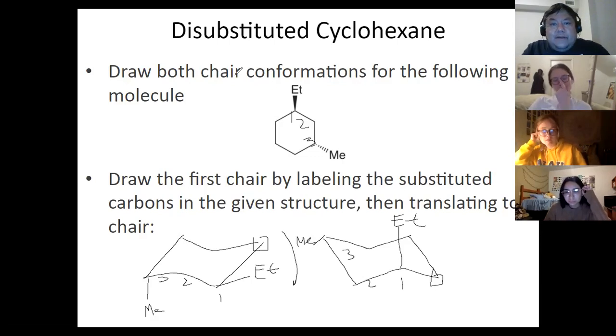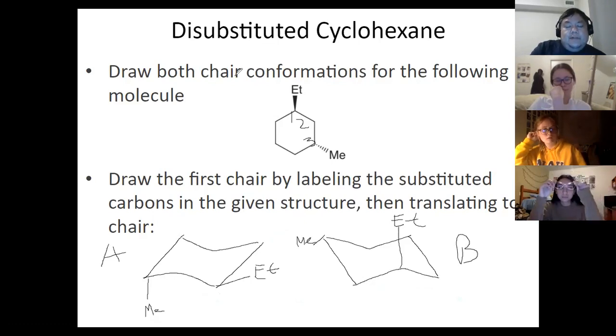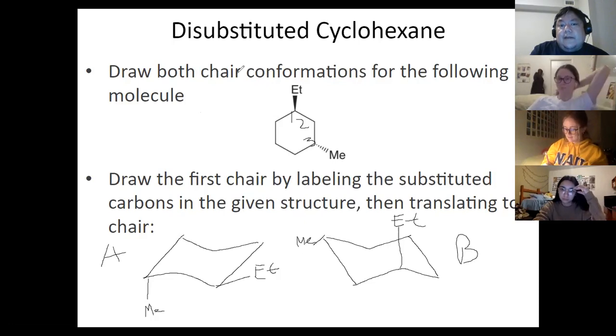But now, if I was to erase all of the stuff that isn't necessary, so the numbers, and if I was to call this A and this B, which one of these is the more stable one? Who says A? Who says B? What is the larger group, ethyl or methyl? Ethyl. So you want your larger group to always be in what, the axial or the equatorial? Equatorial. So that's why A is my more stable one. It doesn't matter how you draw it, where you draw it, you always want your biggest group to be in the equatorial.